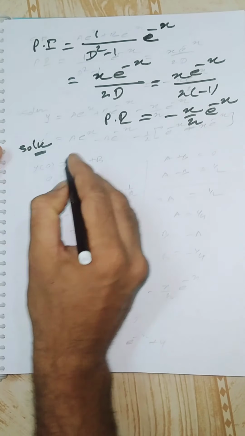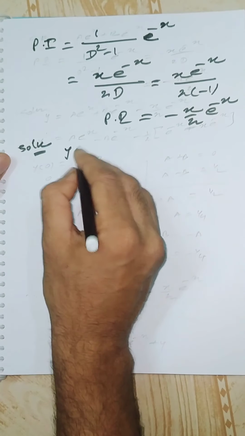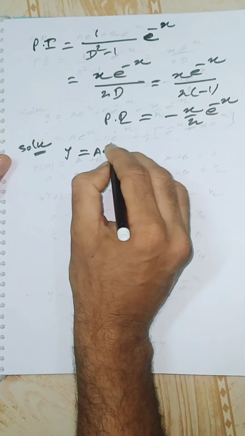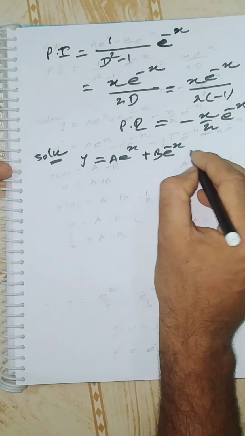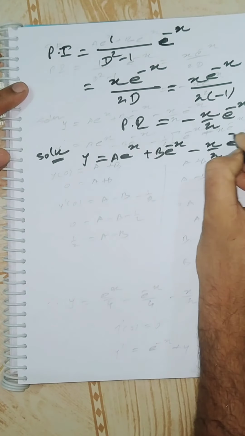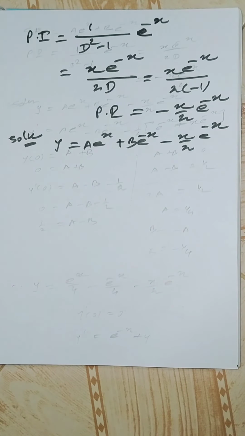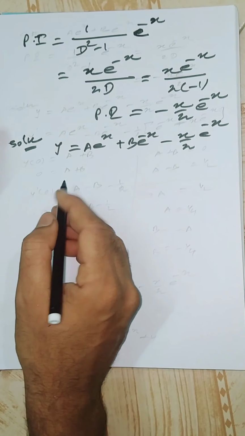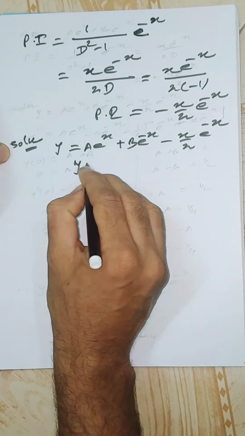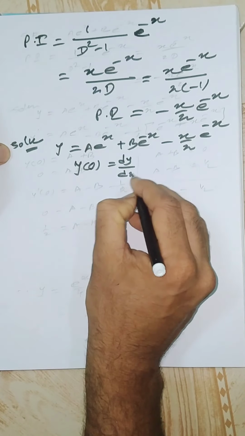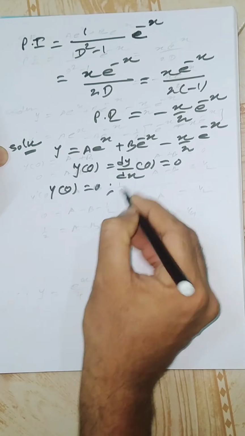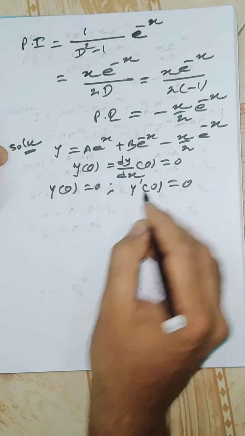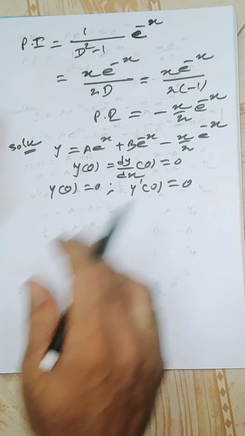So write the solution, you know very well: y equals complementary function plus particular integral. We know the complementary function is a e power x plus b e power minus x, then minus x by 2 e power minus x. Then they are giving the boundary condition, that is y of 0 equal to dy by dx of 0 equal to 0. That is, y of 0 equal to 0, and this is nothing but y dash of 0 equal to 0. And in y of 0 we can substitute, correct?